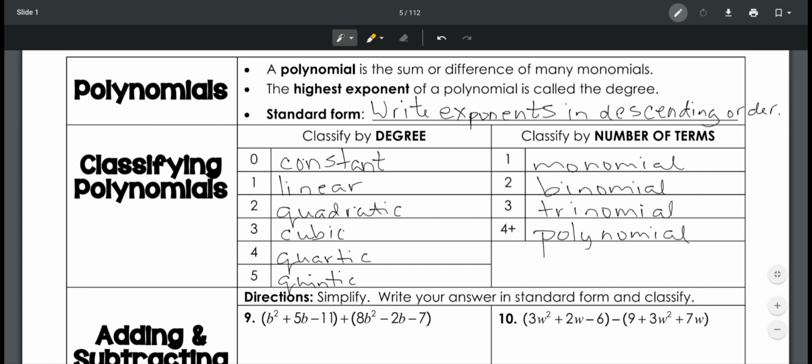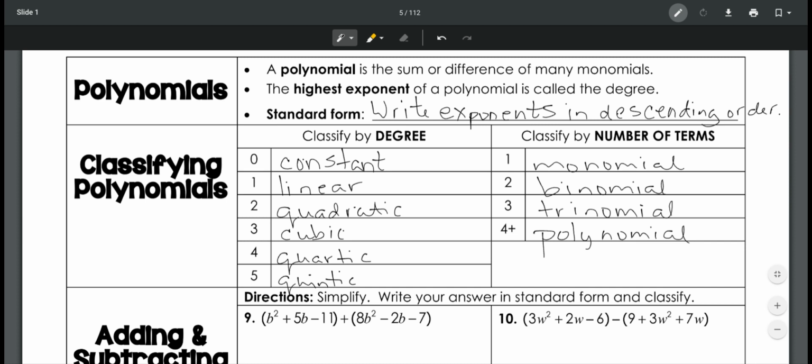So review number 2 is about polynomials, which is simply the sum or difference of many monomials. In the first review that we did, we talked about monomials. The highest exponent of a polynomial is called a degree.